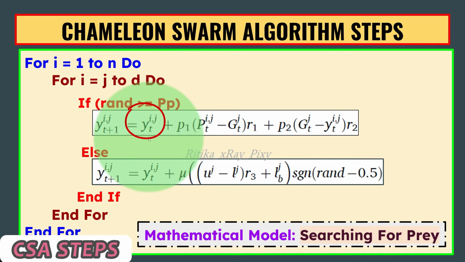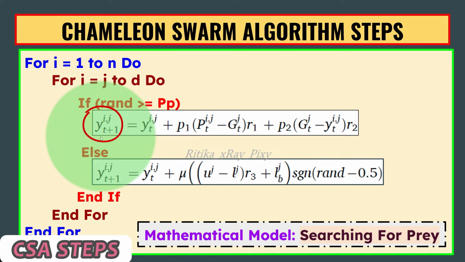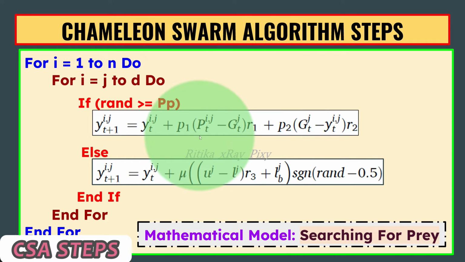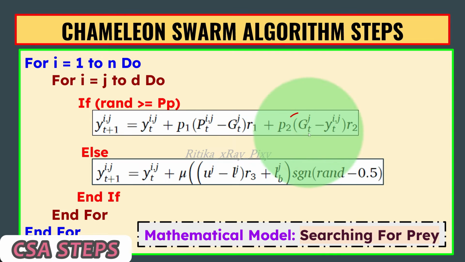This is the current position of the ith chameleon in the ith dimension. T plus 1, here t plus 1, that is the new position of the chameleon for the next iteration. Pt, this is the best position. Gt, that is the global best position. R1 is any random number. And then global best solution minus the current position, R2, any random number.